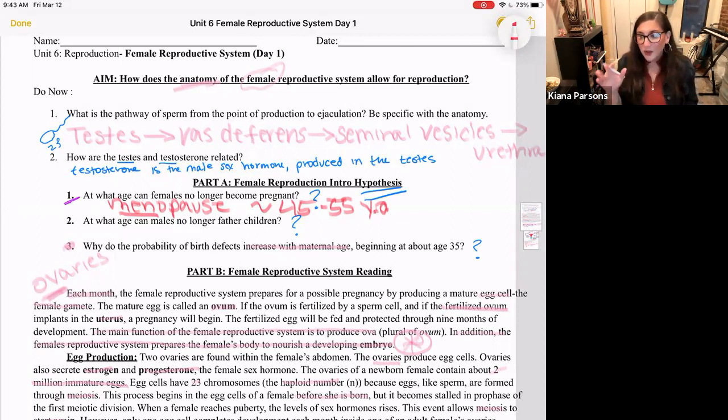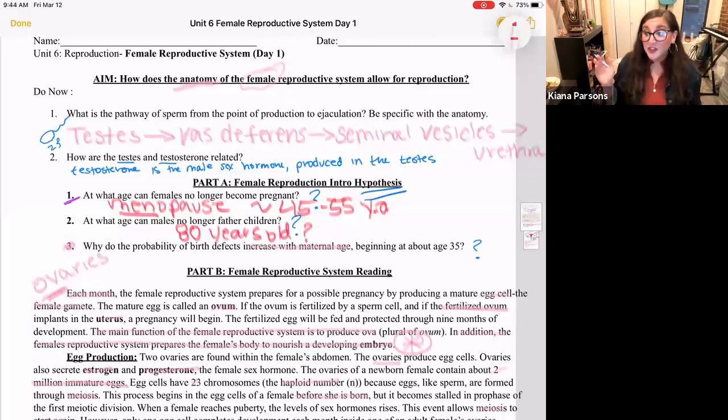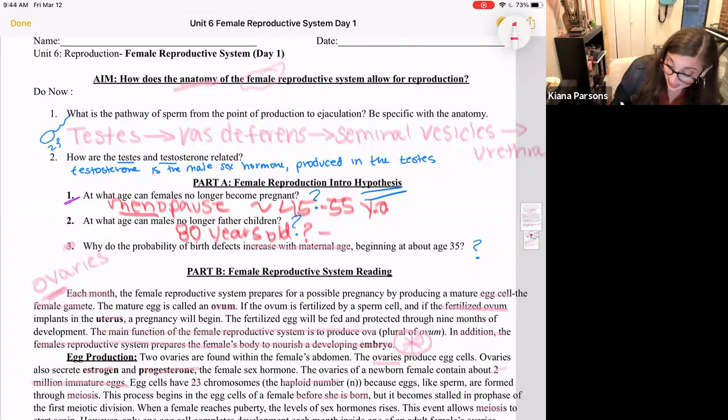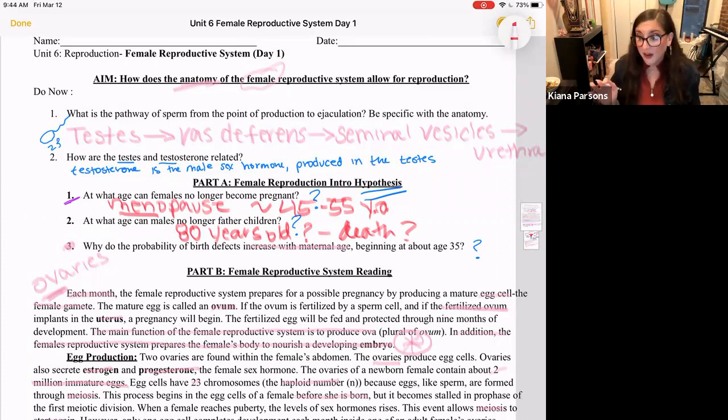What age can males no longer father children? Well, as we discussed, those male gametes are being produced all the time. So there's really none, like 80 years old. But men have fathered children into their 80s, and really, death. What does happen is testosterone production reduces with age. But men have sperm production until they die.